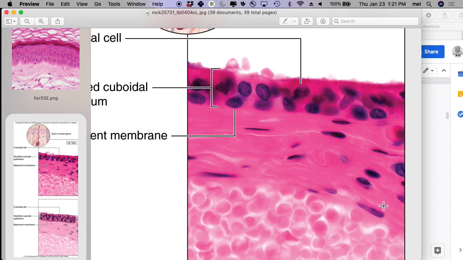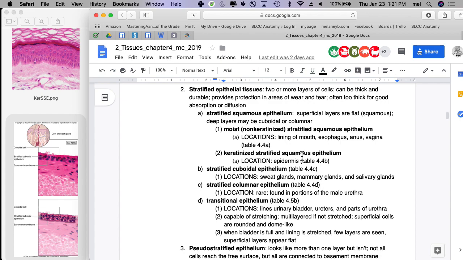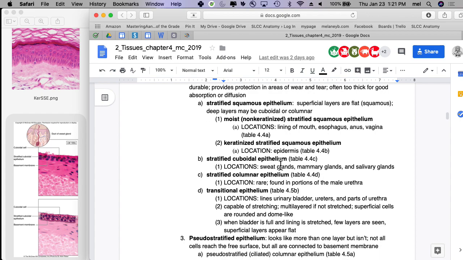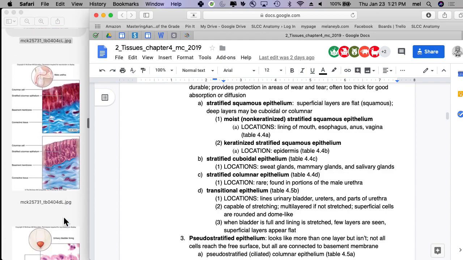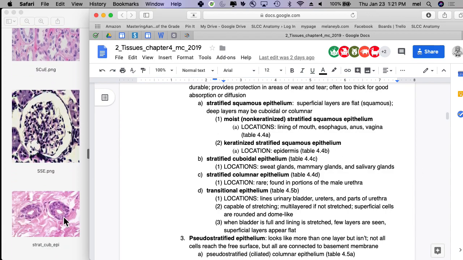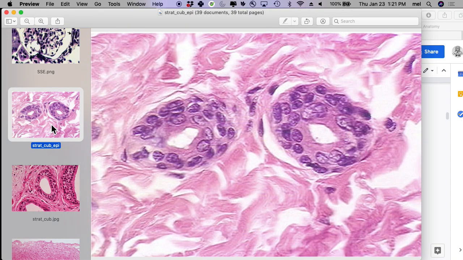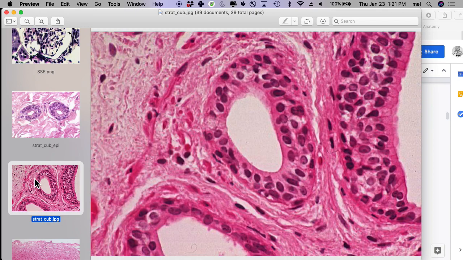You actually find this forming some glands: sweat glands, mammary glands, salivary glands. A lot of times it'll have secretory capacity. So that's stratified cuboidal epithelium. Before stratified columnar, let me show you a couple other iterations of stratified cuboidal epithelium. Can you recognize that that's stratified cuboidal epithelium? Yeah, stratified cuboidal. How about this one? Yes, that's stratified cuboidal.